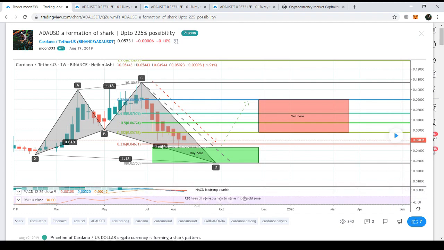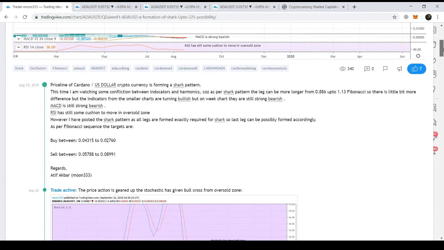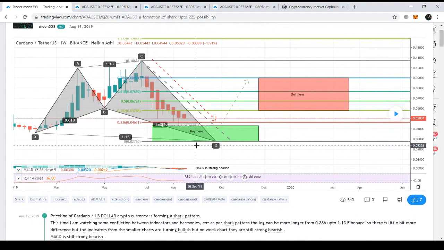You can see here that the RSI was not oversold, and the MACD, or moving average convergence divergence, was also strong bearish. So due to these two indications, the RSI had more cushion to drop down, and the MACD was giving us a strong bearish signal that the price action can move down. Therefore, I was expecting that this leg must be completed.